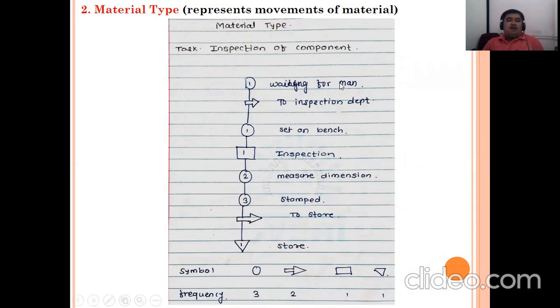Second, after that the person will come, leave the particular job, and go to the inspection department. So that is the travel from the store to the inspection department, and that is shown here, to the inspection department.